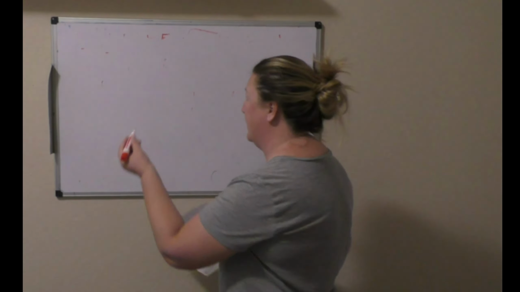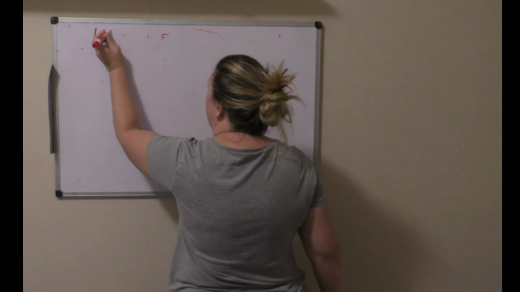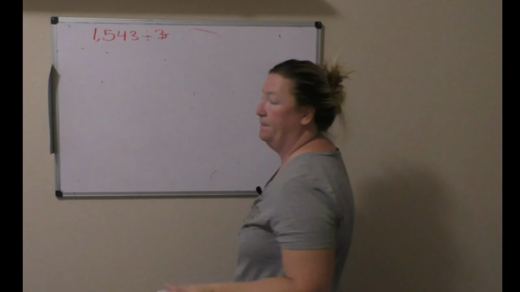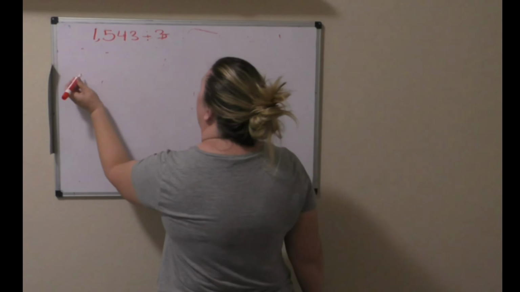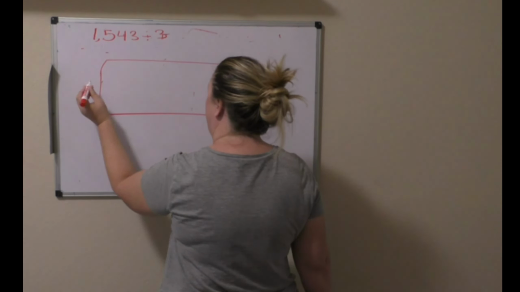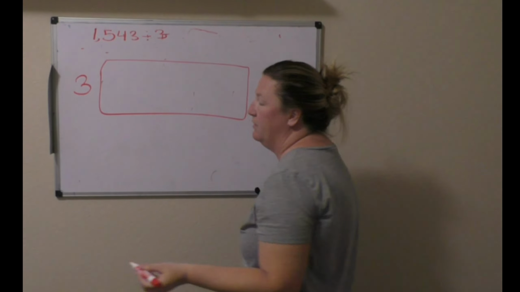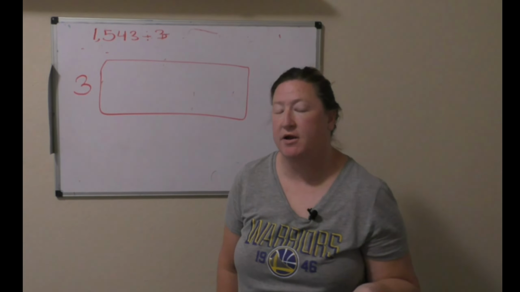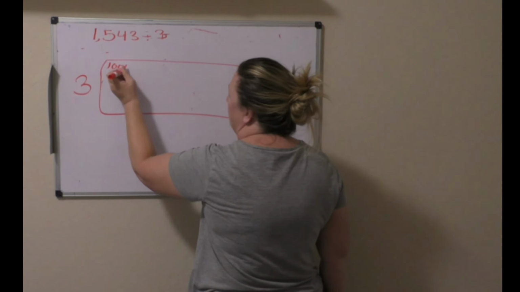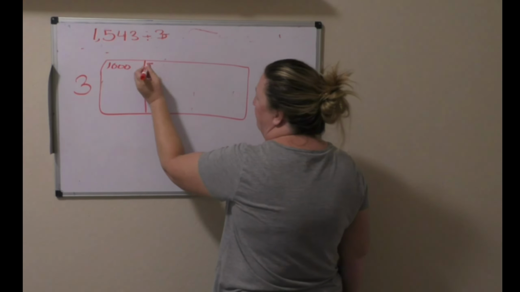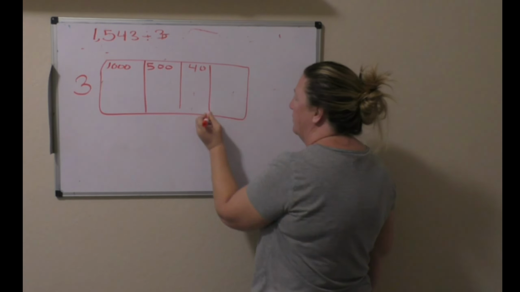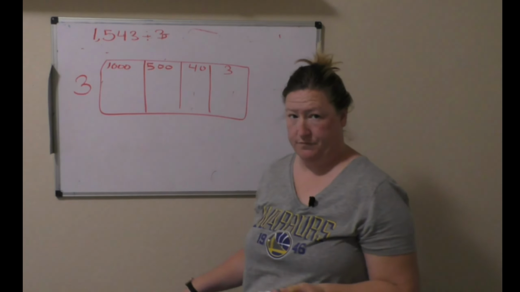This equation is 1,543 divided by 3. So I have 1,543, and I'm going to divide that by 3. So again, I have to make my big rectangle and my 3 on the outside. And my rectangle this time is going to be broken up into 4 groups because I have 1,000 right here. I have 500 right there, 40, and then my 3. Okay?